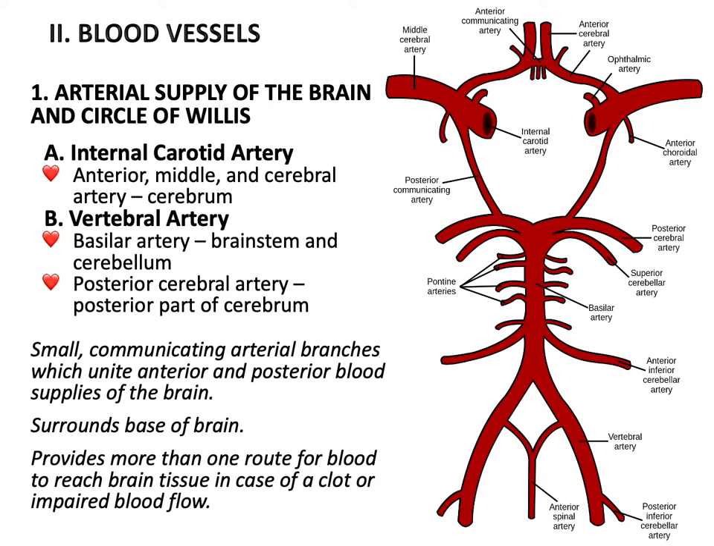The brain is actually supplied by two pairs of arteries, the internal carotid arteries and the vertebral arteries. So itong mga ito, these are small communicating arterial branches which unite anterior and posterior blood supplies of the brain. It surrounds the base of the brain and is very important because it provides more than one route for blood to reach brain tissue, especially in cases of a clot or magkaroon man ng impaired blood flow.